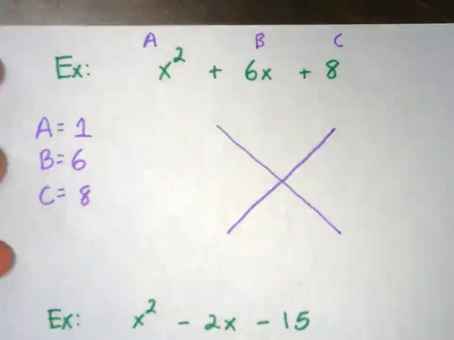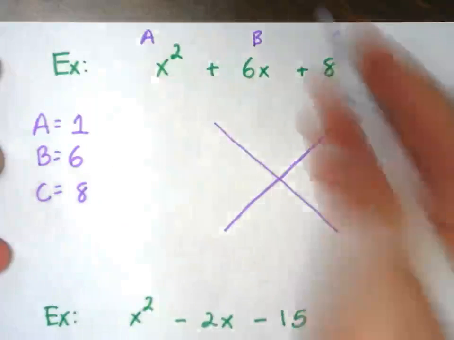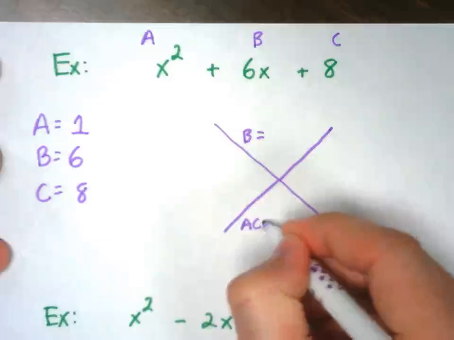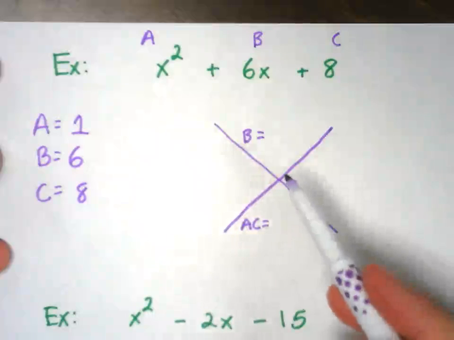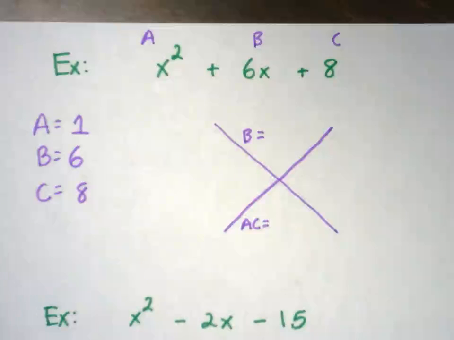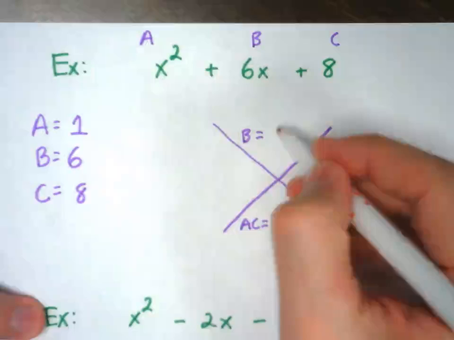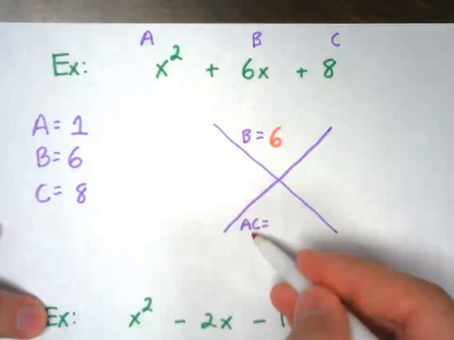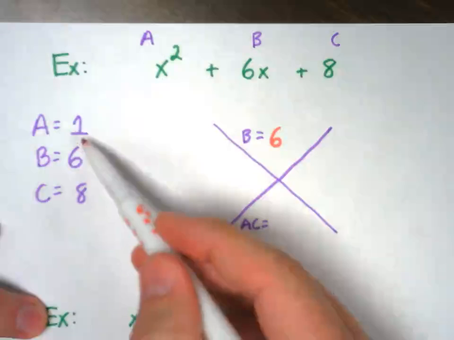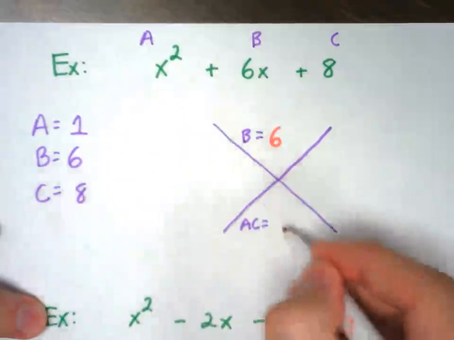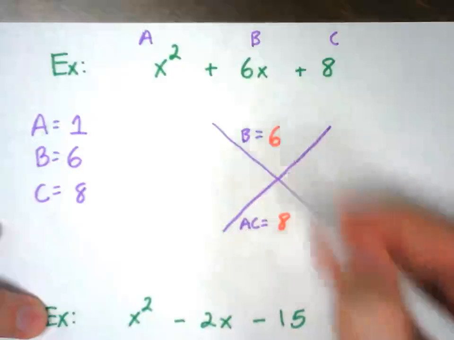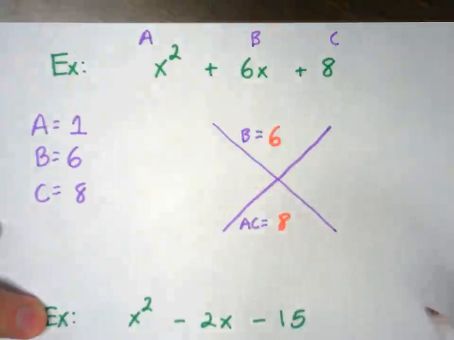Then we're going to draw an X. The X is an organizational piece. We use this just to keep everything organized. And how we set it up is we put B equals up top and AC equals on bottom. So B equals is just, well, what is your B? B equals 6. So we put 6 up top. AC is you multiply A times C. So A times C, 1 times 8 is 8. And that's all you have to do there. You're just labeling 6, and then AC is 8.